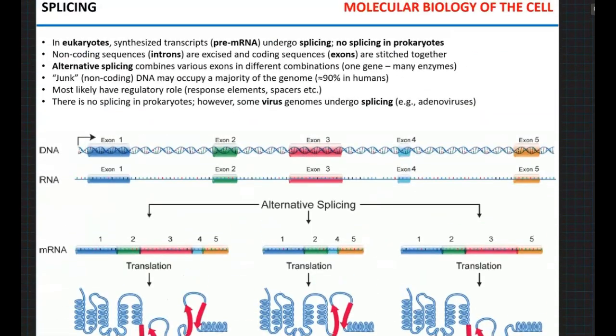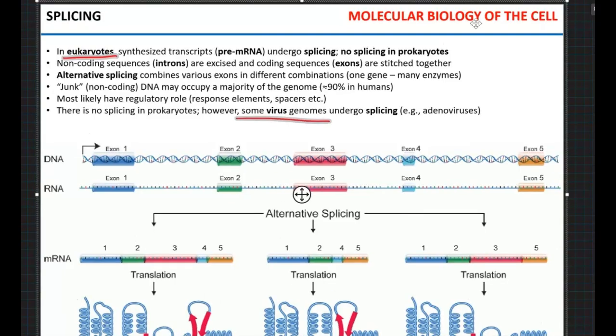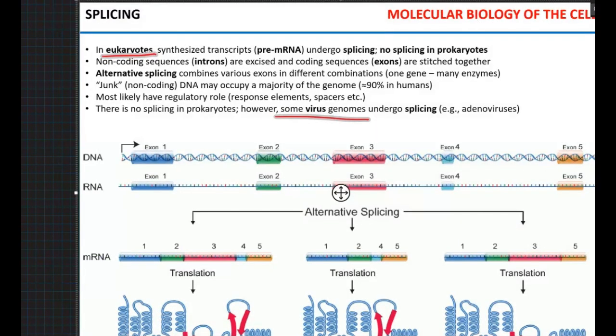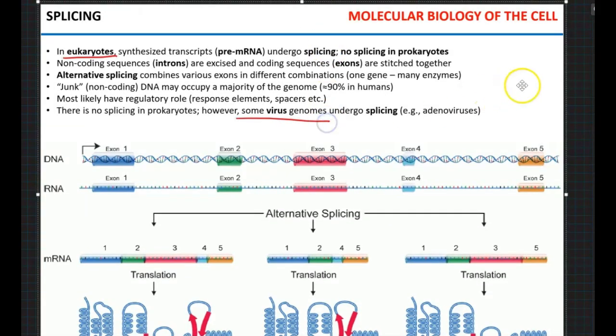So in eukaryotes and in some viruses, the DNA molecule encodes, in addition to the meaningful part of it called exons, the kind of meaningless parts called introns. So these colored rectangles are exons, okay? And they're separated by introns.